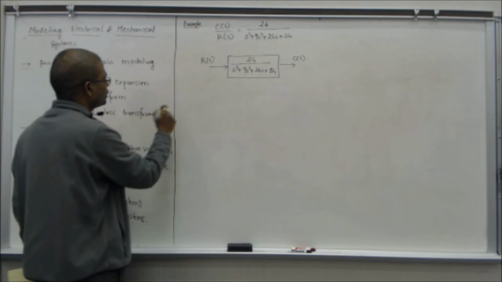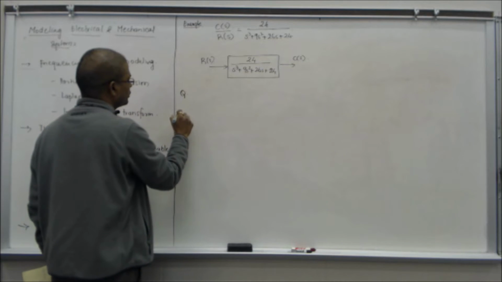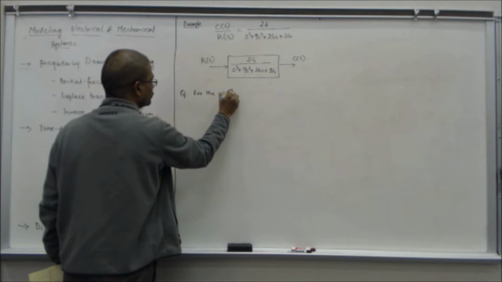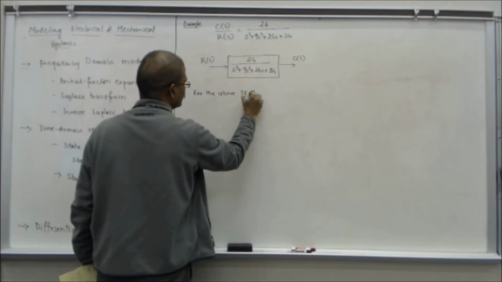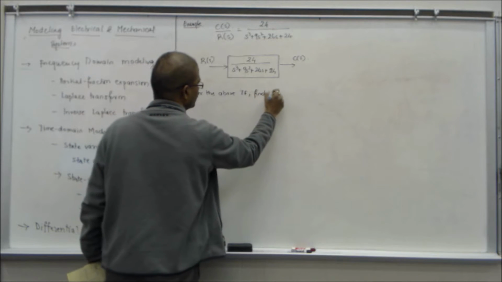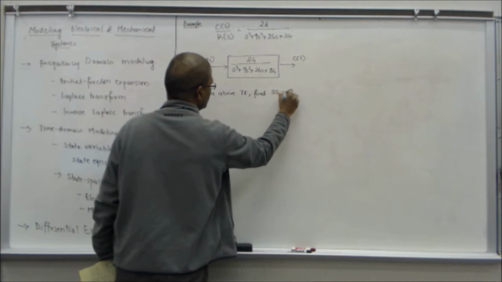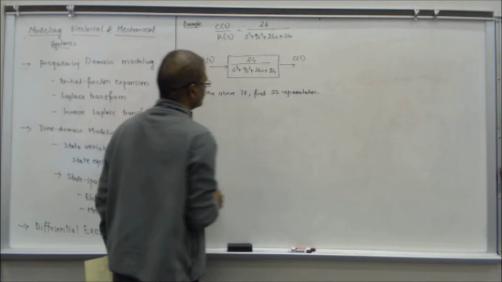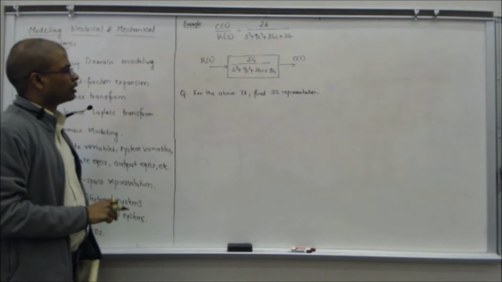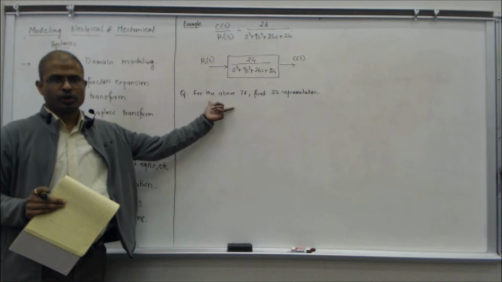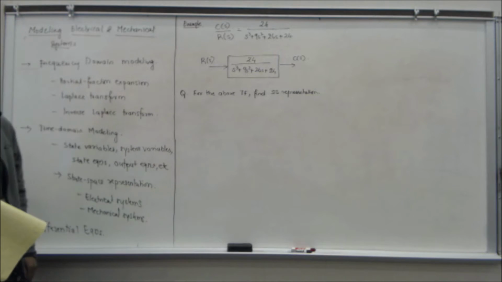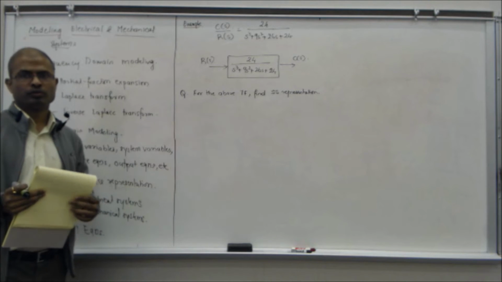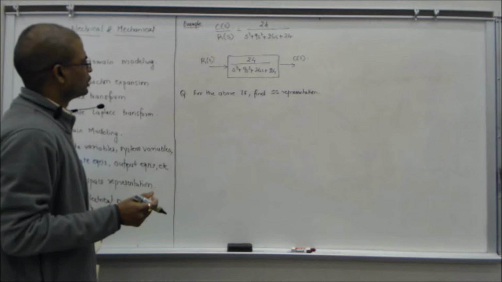So the question here would be something like, for the above transfer function, find state space representation. Okay. A part of this question was in your exam as well, which was the initial 1 or 2, 1, 2. It was very, very simple. I don't know why you got it wrong.